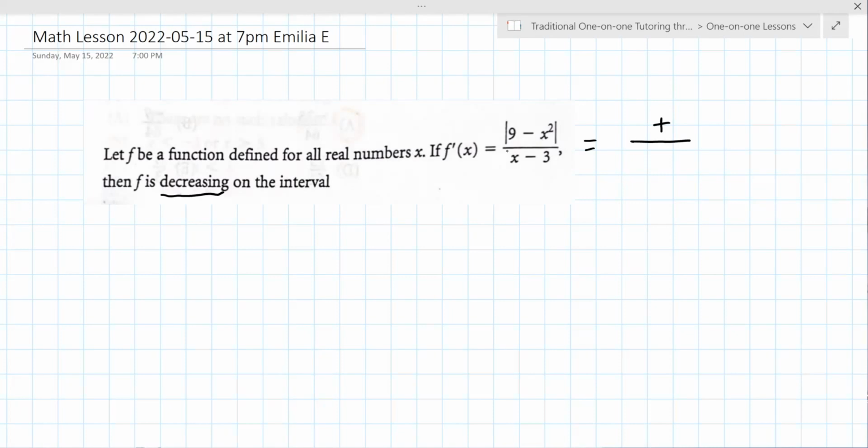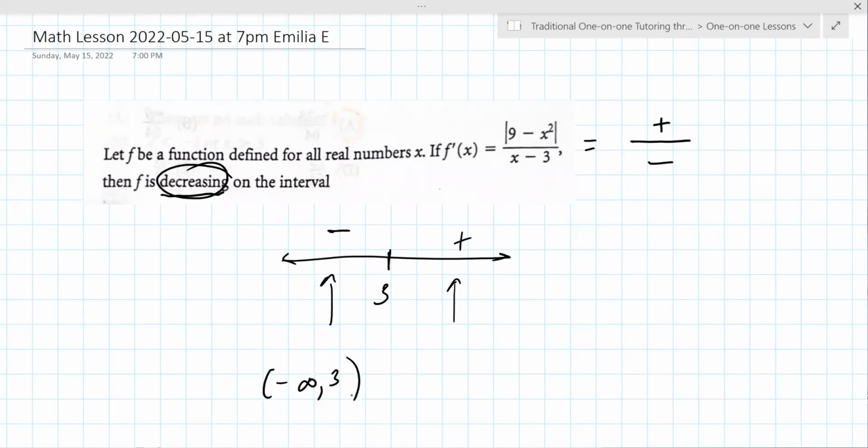The bottom is negative depending on where you are relative to 3. If you're right of 3, it's positive, but if you're left of 3, it's negative. Like if it's 2, 2 minus 3 is negative. If it's 4, 4 minus 3 is positive. So that's the only scenario where you get a negative derivative: from minus infinity to 3.